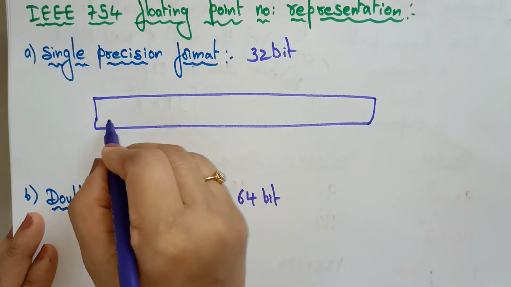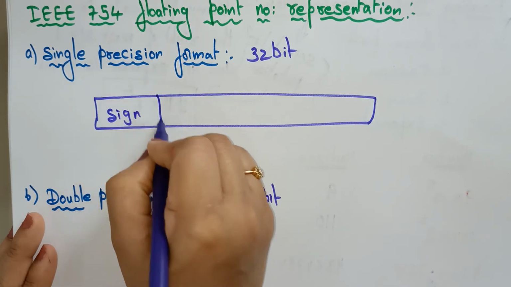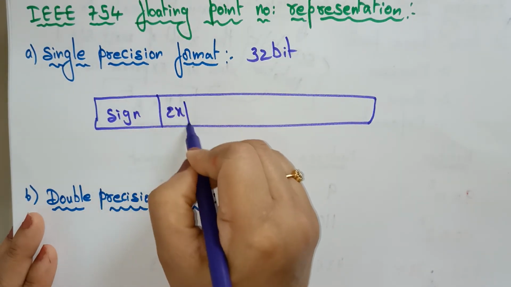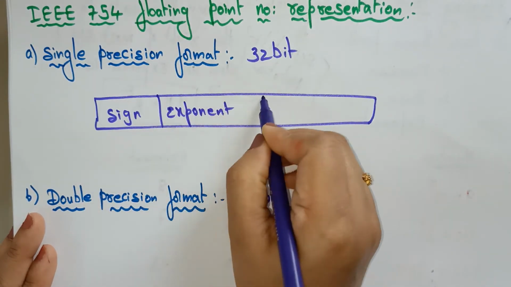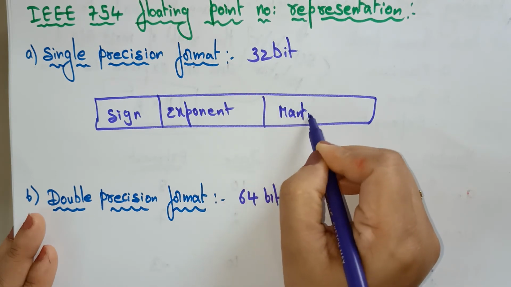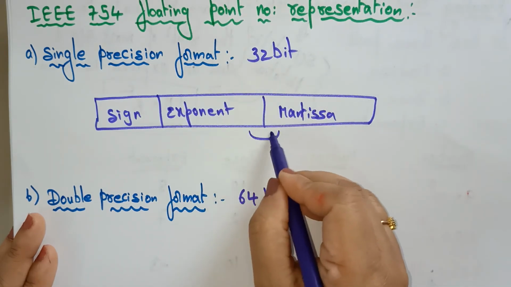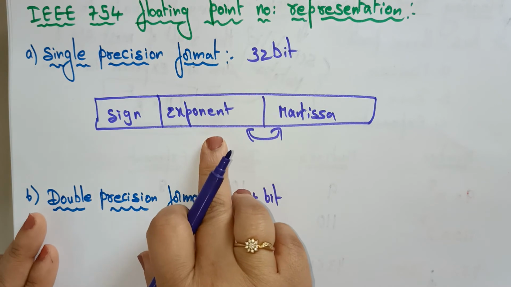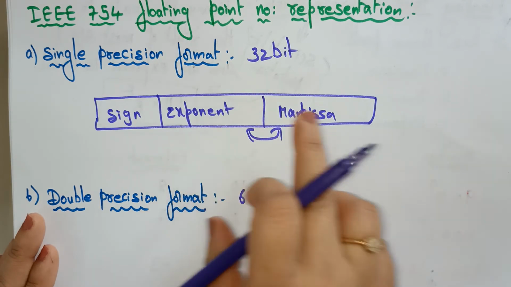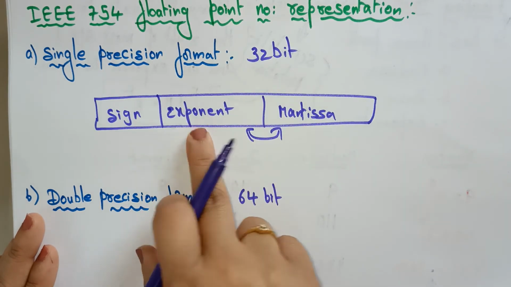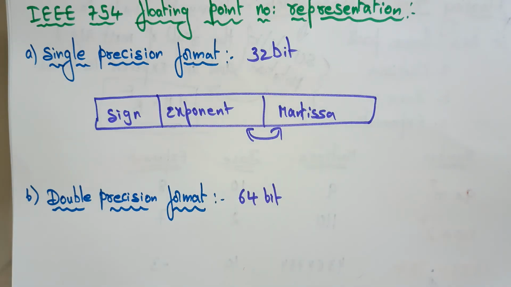sign, exponent and mantissa. These mantissa and exponent can be interchanged. Sometimes we write the exponent first and then the mantissa, and sometimes the mantissa first and then the exponent. So don't get confused by that.